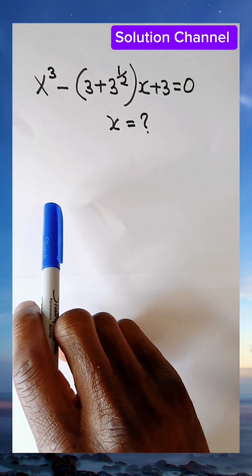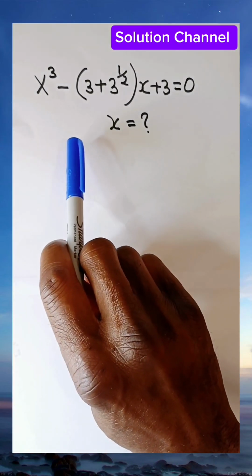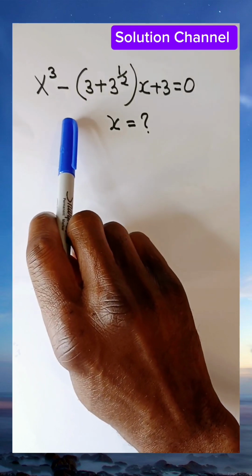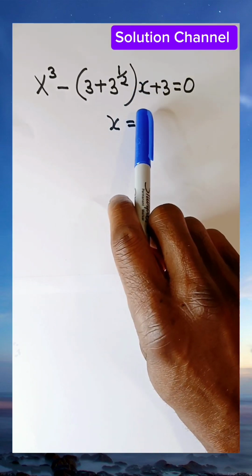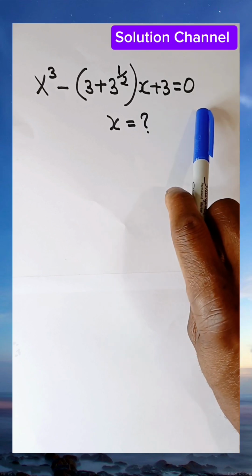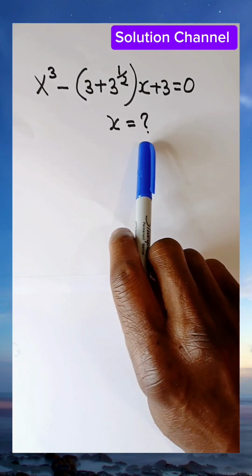Welcome to another video. We have a British Olympiad question before us. x cubed minus (3 plus 3 raised to the power of 1/2) times x plus 3 is equal to 0. We have to find the values of x.